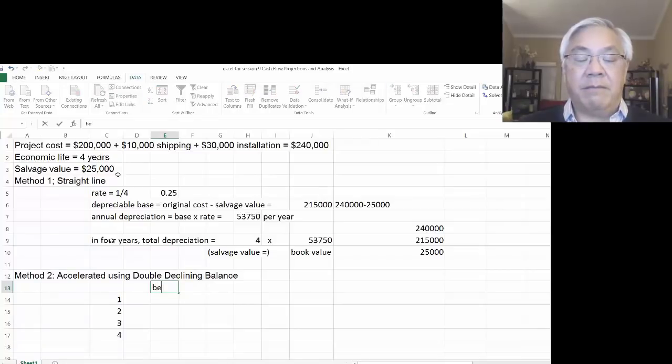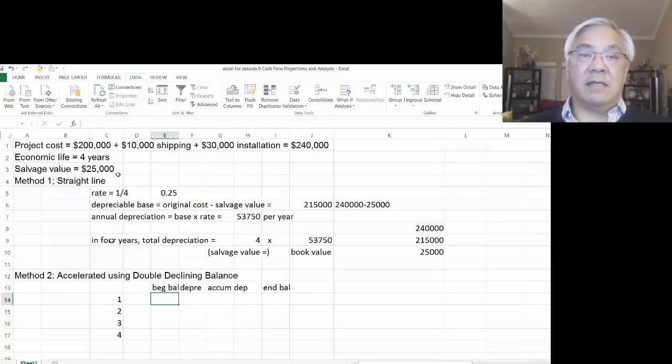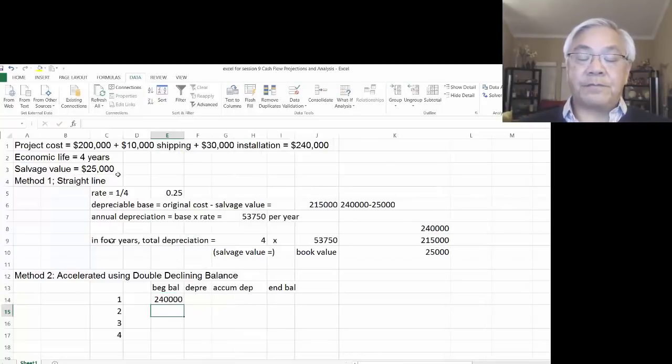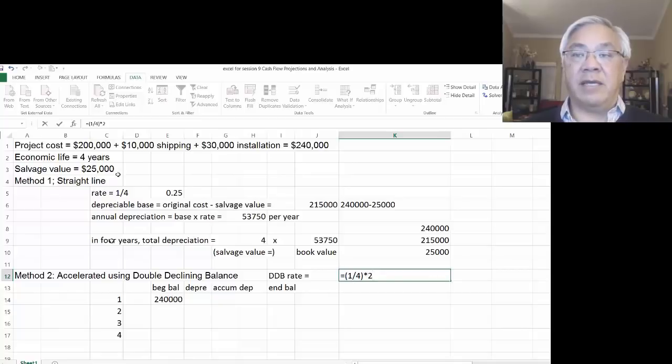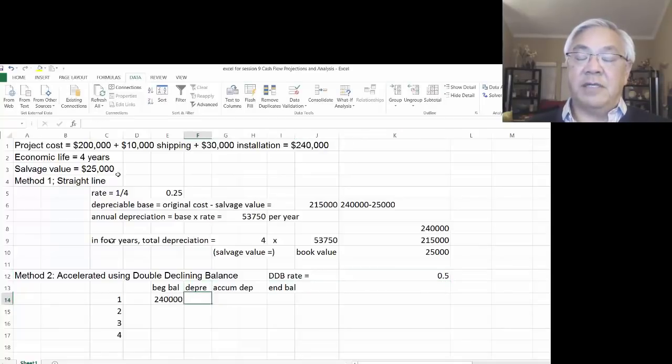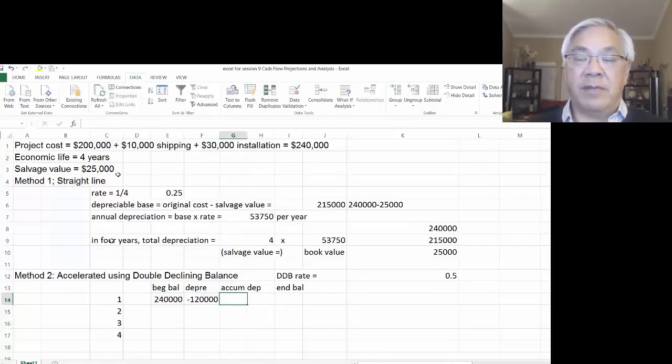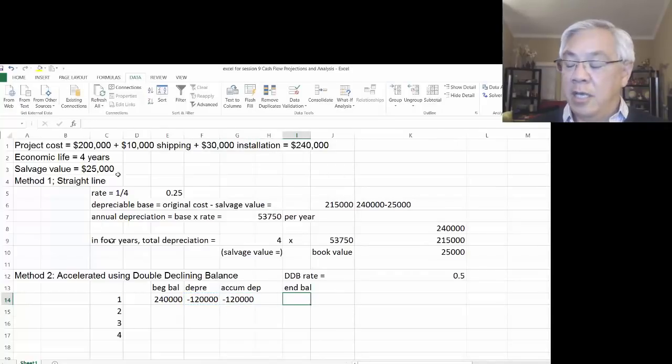So this one we should build a little table: beginning balance, and then we have depreciation, and then accumulated depreciation, and then we'll have the ending balance. So let's start when year 1 begins, and the original cost, the balance, is 240,000. And so the depreciation equals, and we'll just do a calculation here, the DDB rate equals the straight line rate, so 1 divided by 4 times 2. So double declining balance means we're doubling the straight line rate. So that's 50%. Depreciation is 50%, which is 120,000. Accumulated, this is the first year, so it by definition is the accumulated depreciation. And the ending balance is equal to the beginning balance minus this year's depreciation.